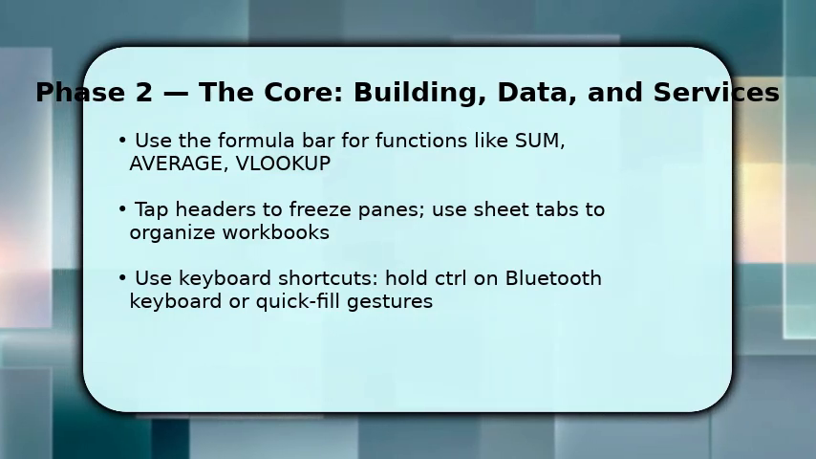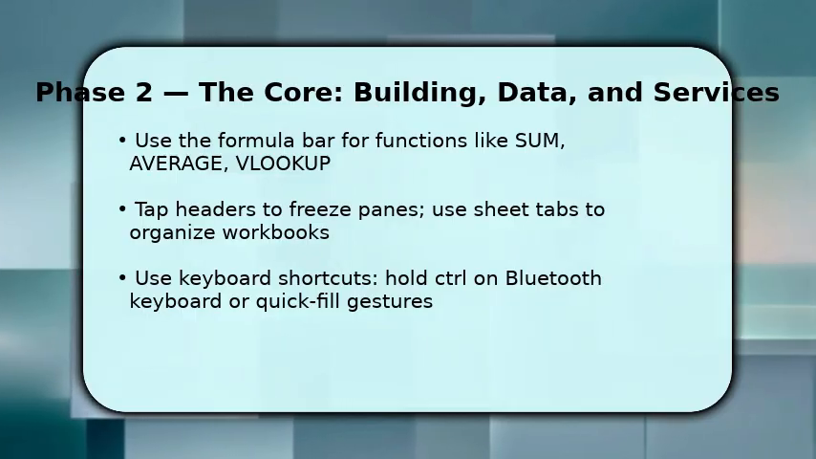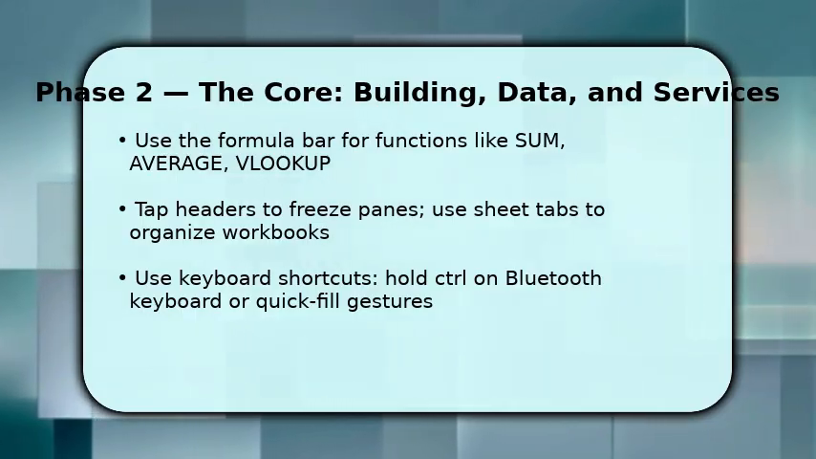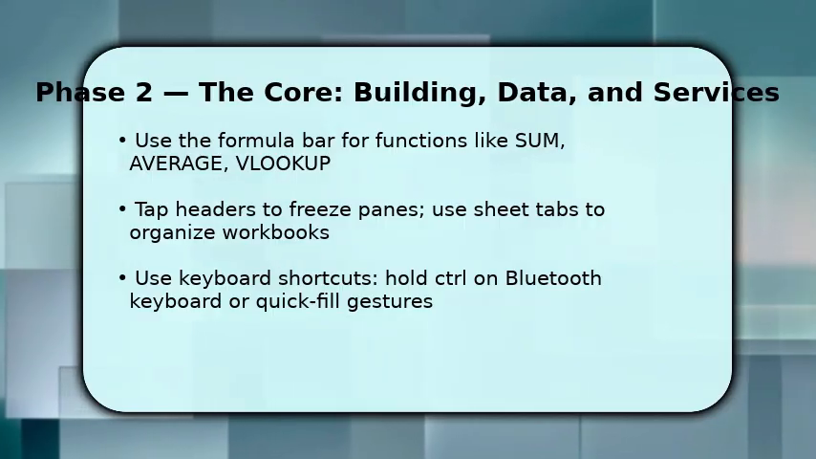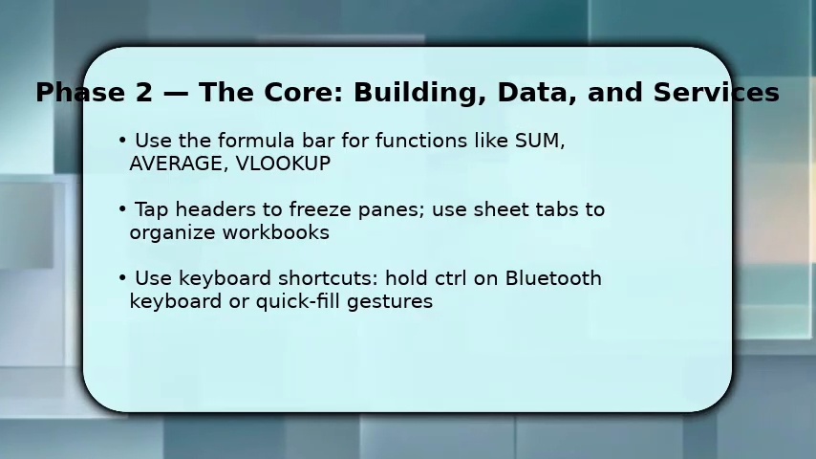Next, populate your sheet carefully. Tap a cell and use the formula bar for functions such as SUM or average. This ensures clarity when editing. Once done entering data, freeze the top row or specific columns so headers stay visible while you scroll.